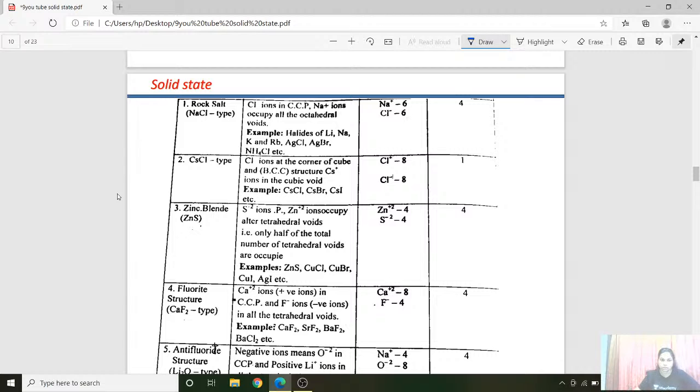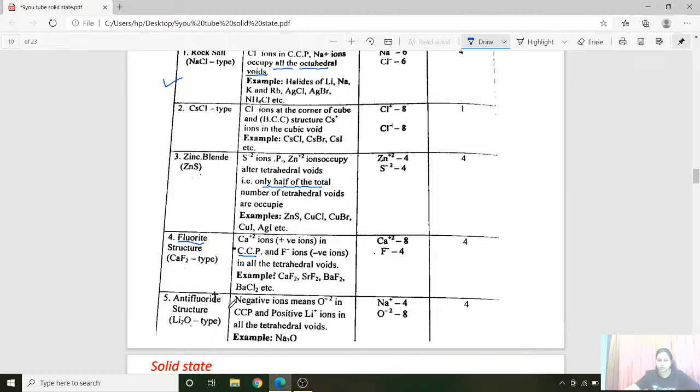So students, in rock salt or NaCl type crystalline lattice, Cl minus ion forms the lattice and Na plus is present in all the octahedral voids. Coordination number is 6:6, isn't it? Similarly, in cesium chloride, chloride ion is present in the BCC lattice and cesium is in the cubic void inside the body. Zinc blende means S2 minus forms the CCP lattice, and Zn2 plus occupies half of the tetrahedral voids. Only in fluorite, the positive ion forms CCP and the negative ion is present in all tetrahedral voids. Anti-fluorite means the negative ion forms CCP and the positive ion is present in all the tetrahedral voids.